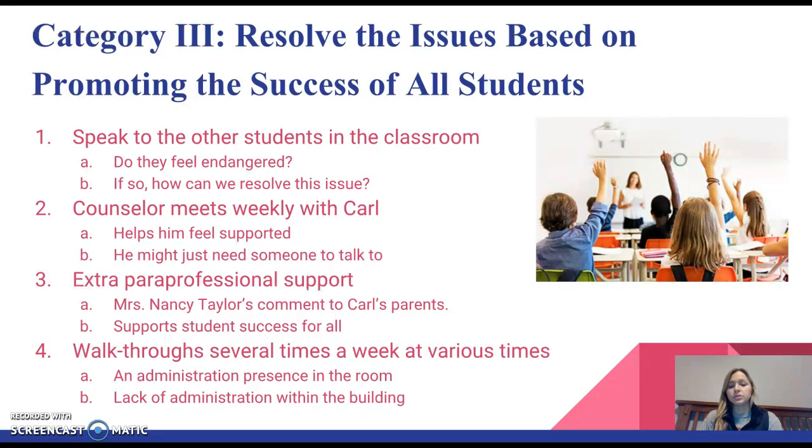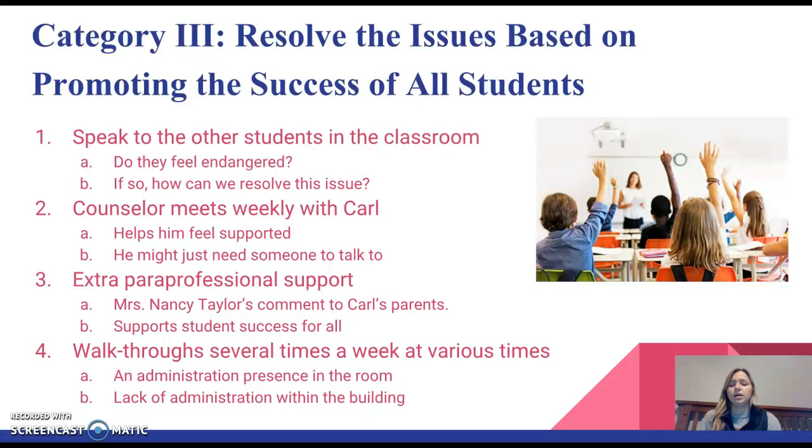And then walk through several times a week at various times. I wouldn't want Carl to know when I was coming in because his behavior could definitely change based on whether I was in there or not. That would just show an administrative presence in the room. Students tend to act differently when an administrator or a teacher of higher authority is in the room. So maybe just peeking in the window to see his behavior when he doesn't know I'm looking, that sort of thing.